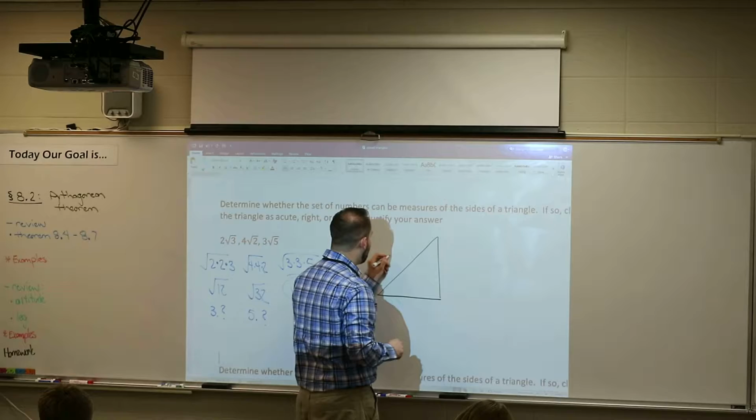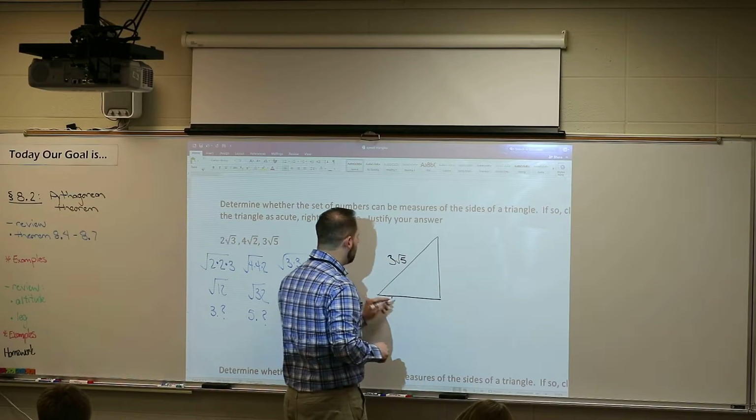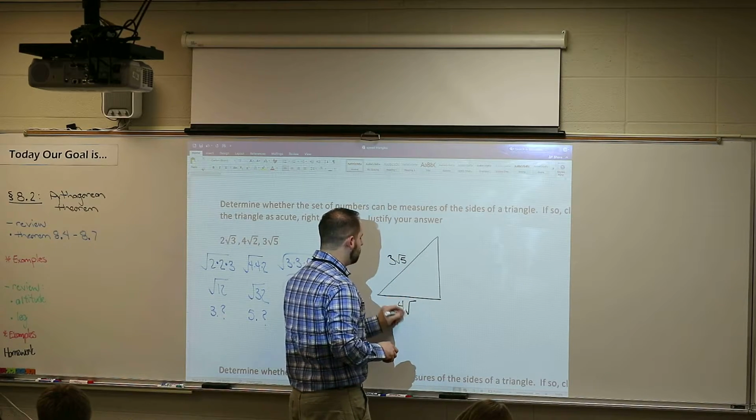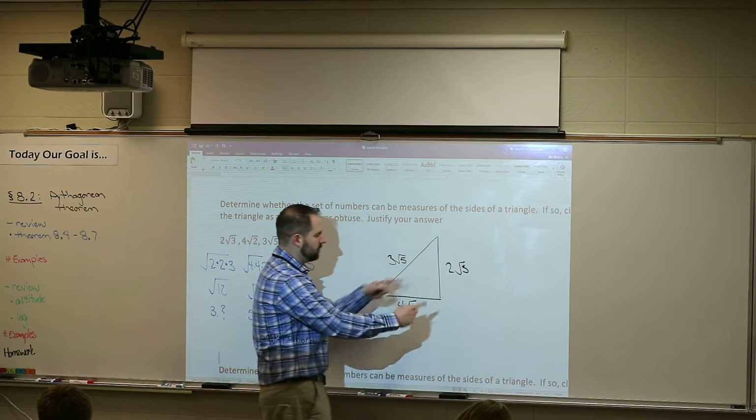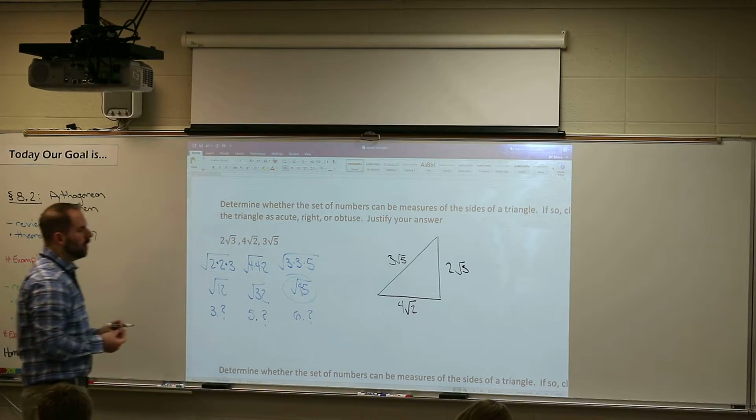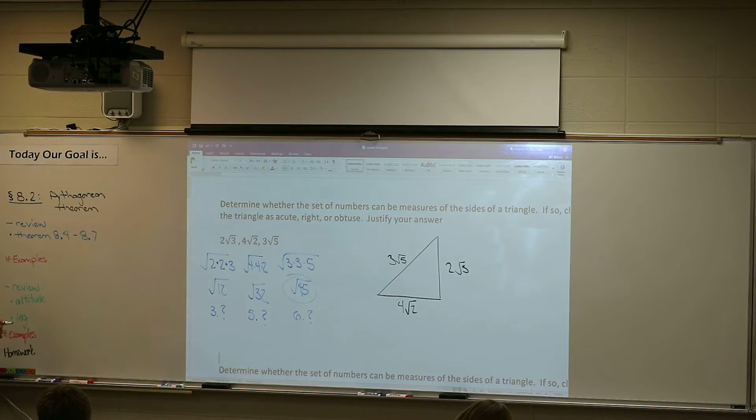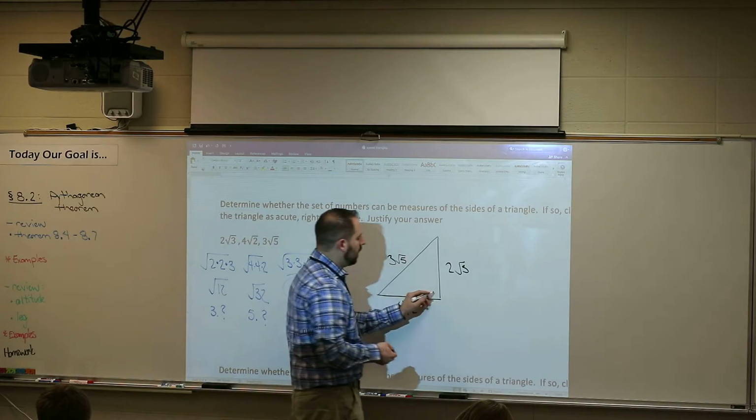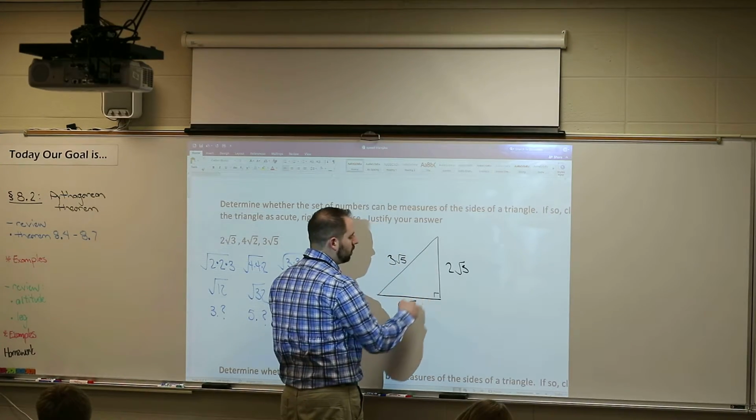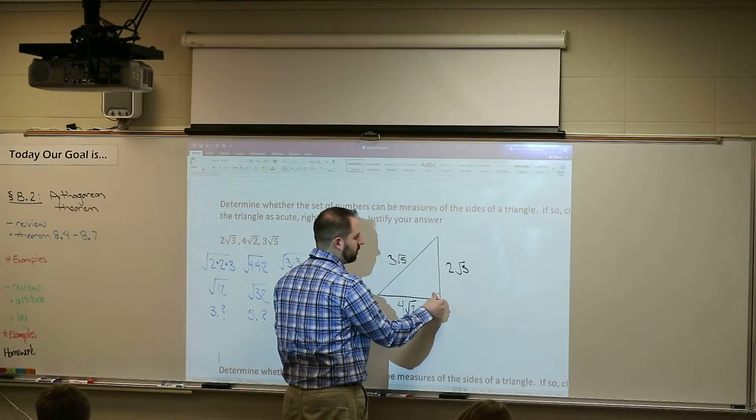So the 3 root 5 would technically be the biggest wall. The 4 root 2 would be here, and the 2 root 3 would be here, because it doesn't matter where those 2 go. Those are the 2 smaller walls. Then I'm going to try the Pythagorean theorem to see, does it actually work? Is it a right triangle? Does this number actually work out?